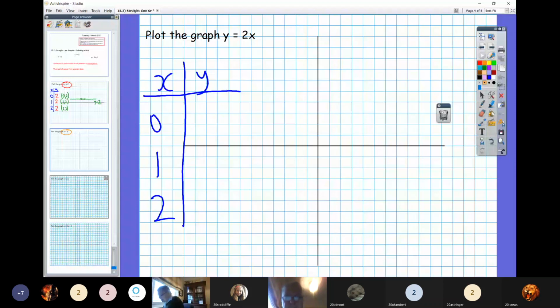I know there's a lag, but I'm going to hope that it catches up. Okay, let's just give it a few seconds and see if it does. I don't want to get too far ahead of myself.